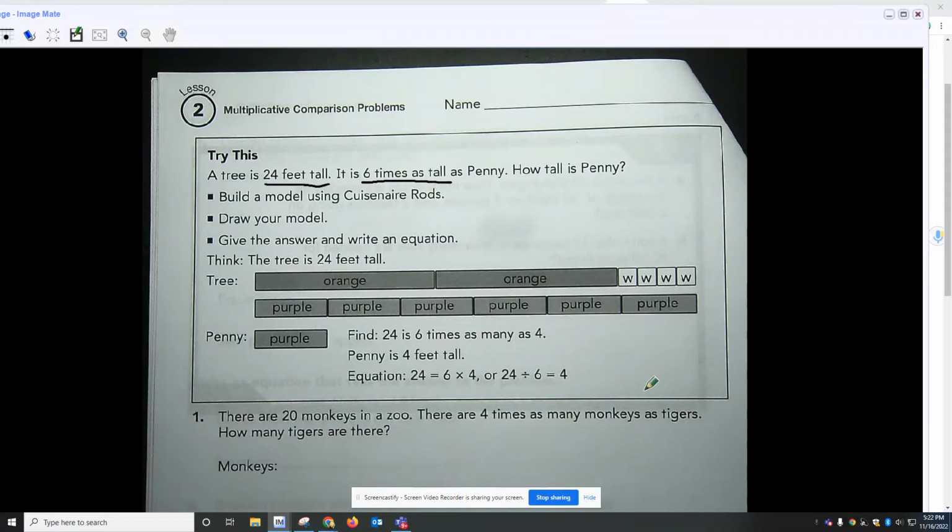Now, we're working backwards a little bit because this is a total. The tree is 24 feet. It's 6 times as tall as Penny. So we have to figure out the relationship, basically working backwards: how many 6s are in 24? And so if you notice here, they did that for us, and they said that there are 6 purples, which is equal to 4. So let's look at the Cuisenaire rods again.